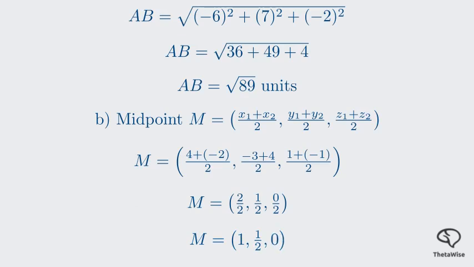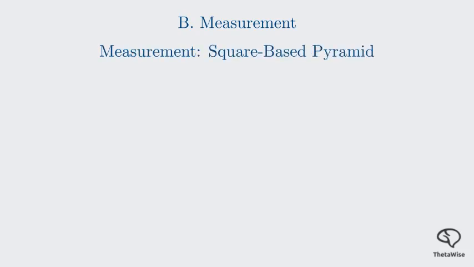We have now successfully applied both the distance and midpoint formulas in 3 dimensions, which meets our first learning objective. Our second objective involves calculating the surface area and volume of 3D solids. We can use our knowledge of 3D coordinates to define these solids and then apply standard measurement formulas. We will focus on a specific solid, the square-based pyramid.